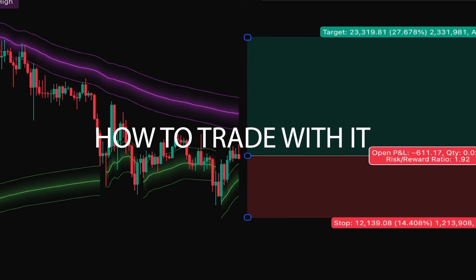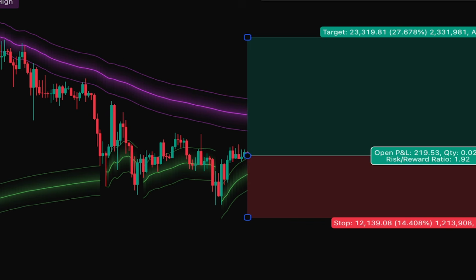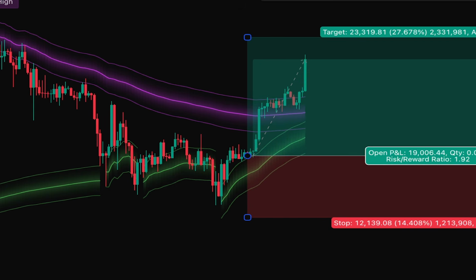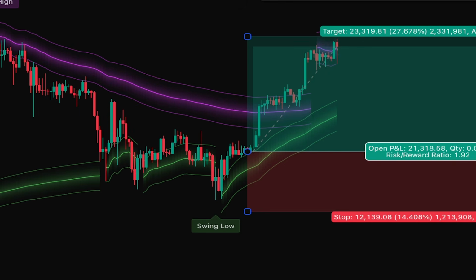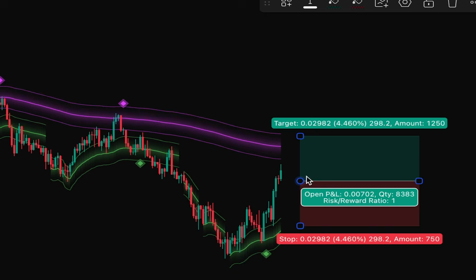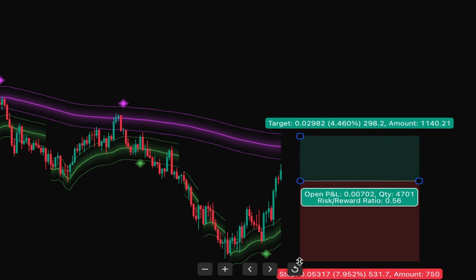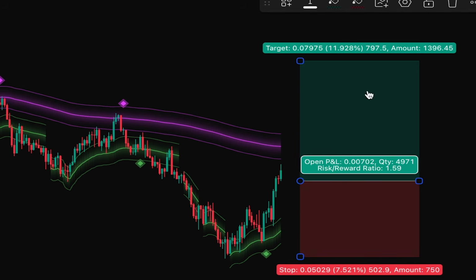How to trade with it now. How to actually trade with it. Remember, always combine this with overall trend analysis, maybe from a higher time frame. For long entries, wait for price to cross above the lower swing band, especially if it's in an uptrend confirmed by higher highs and lows. Look for that buy signal diamond or label nearby for extra confirmation.